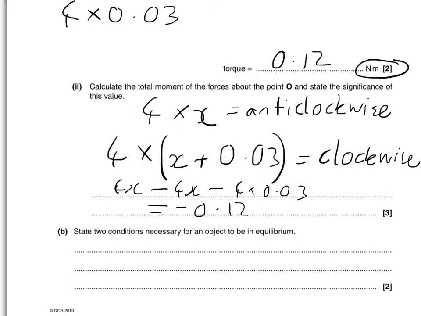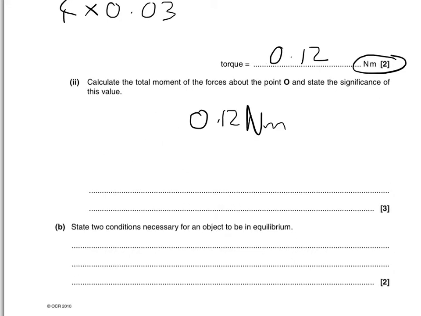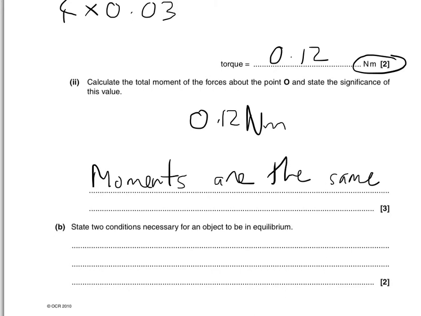So, how do we explain that? The fact is, moments are the same with any point as the pivot. That is, it does not matter where you take the moment from, you will still get the same overall moment.